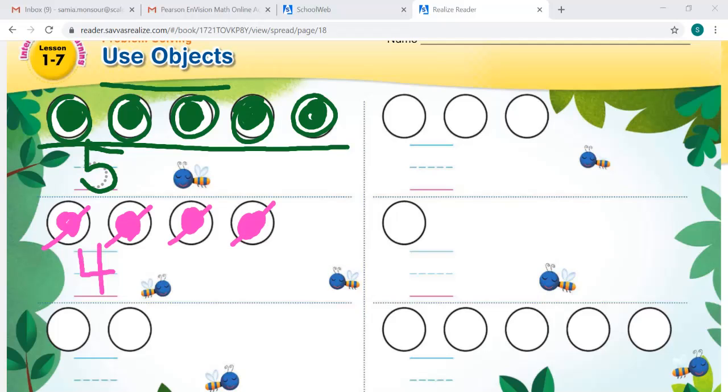All right, let's go to this one. We'll change the color. I have these circles. I'm going to put some counters in here. And now we're going to count how many circles we have. 1, 2. So what was the last number that I said as I was counting? 2. The last number tells us how many we had.